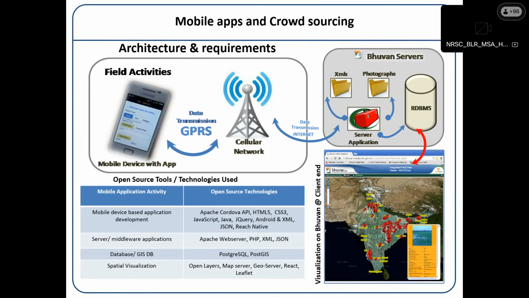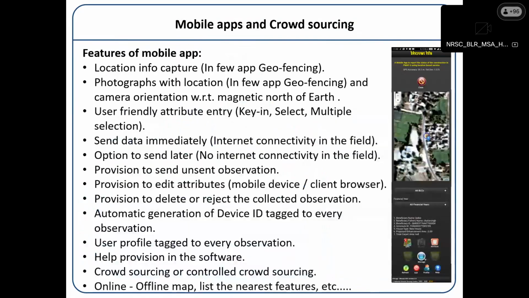Then on the client side, we use OpenLayers or Leaflet for map related information. And we use MapServer for raster data publishing, as well as GeoServer for vector data publishing. So this is the architecture which we have adopted for quite some time. And these are some of the features.